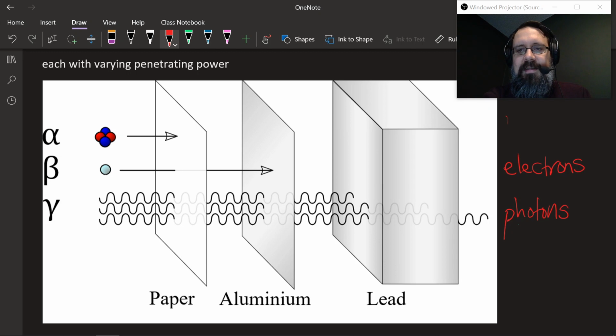And then the alpha is a helium nucleus. This wasn't discovered until way later. So we knew that there were three types of radiation, but we didn't know what they were.